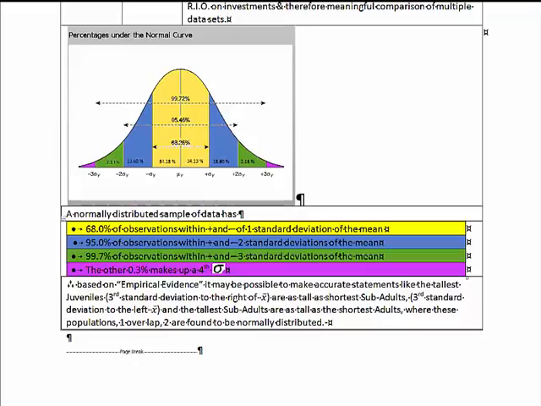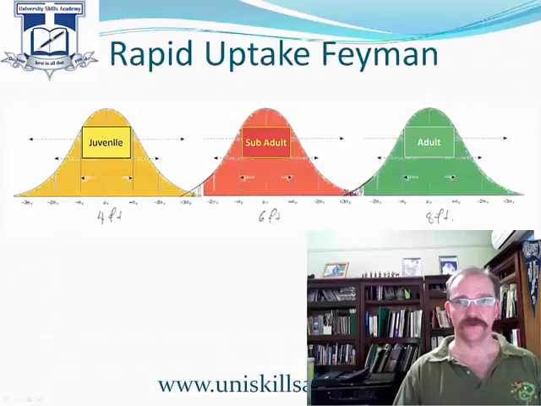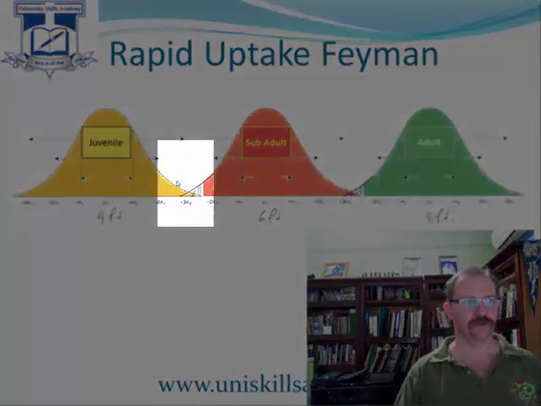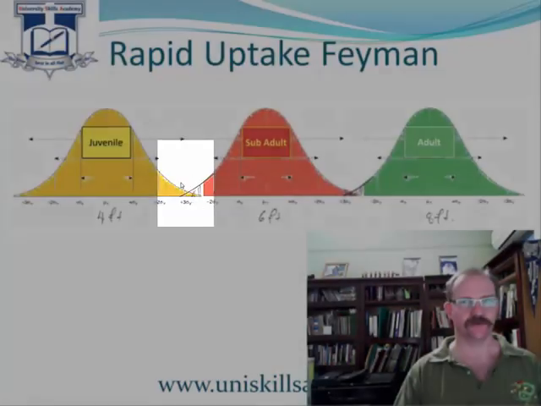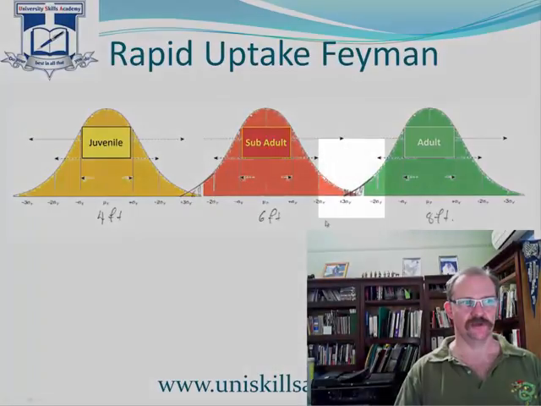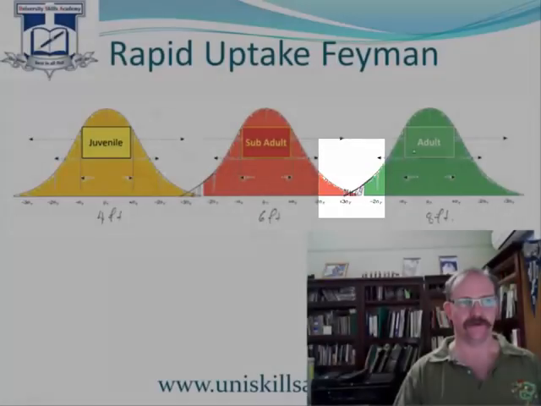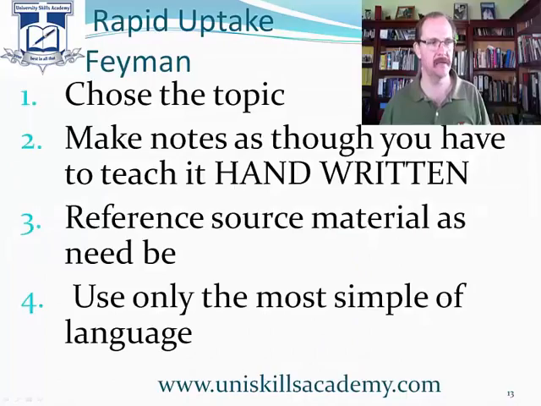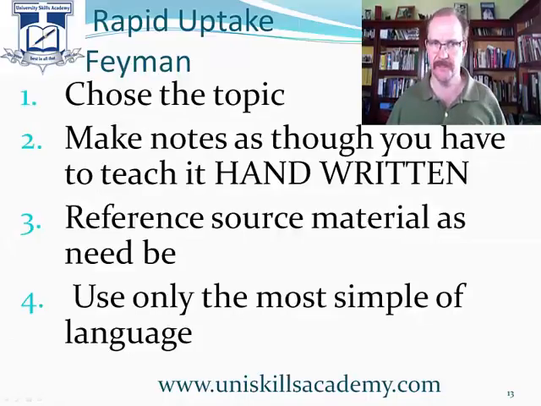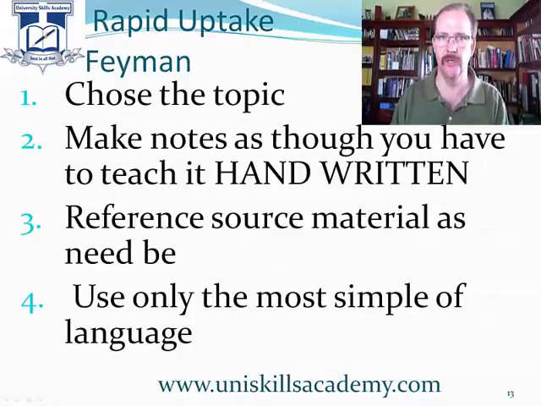Now let's have a look at that in another diagram. So this is what this last statement looks like. You've got a group of juveniles at the far left, and the tallest juveniles overlap with the shortest subadults. You've got the subadults in the middle, and the tallest subadults overlap with the shortest adults, with the adults being far right. In summary, this can be used to learn new things that are standalone ideas or smaller components of larger concepts. Break anything down that you already understand.